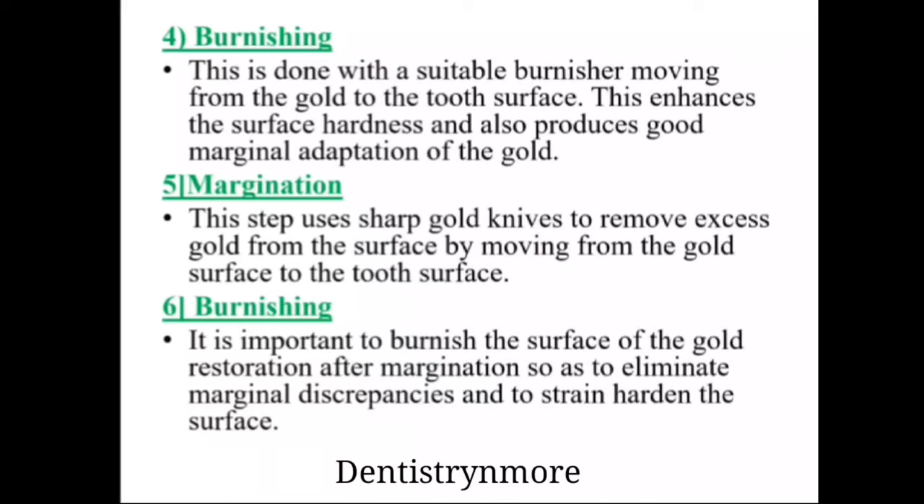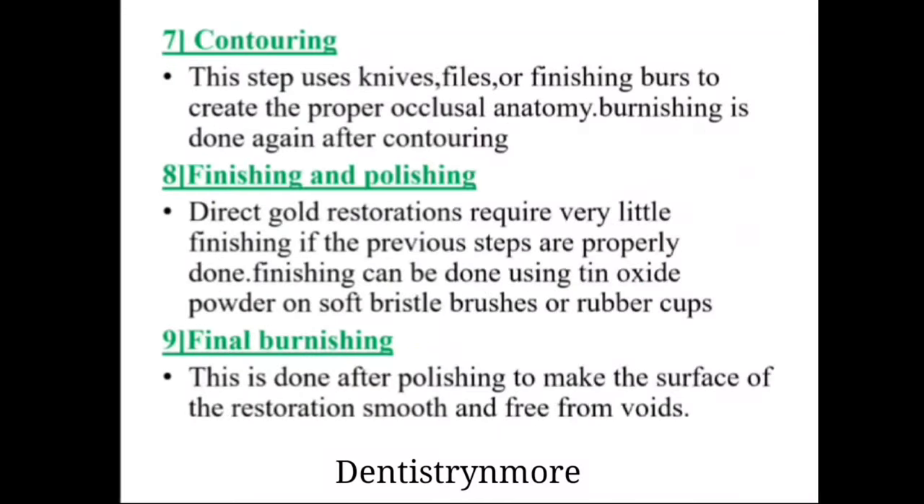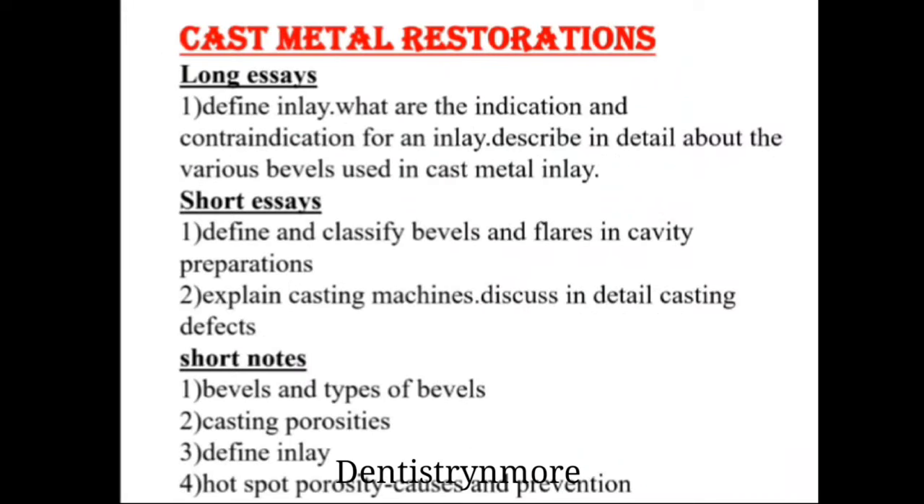Next one is burnishing. After that, margination. And sixth one is contouring, finishing and polishing, and last one is final burnishing. This is done after polishing to make the surface of the restoration smooth, and it should be free from the voids. Okay, and this concludes the direct filling gold.